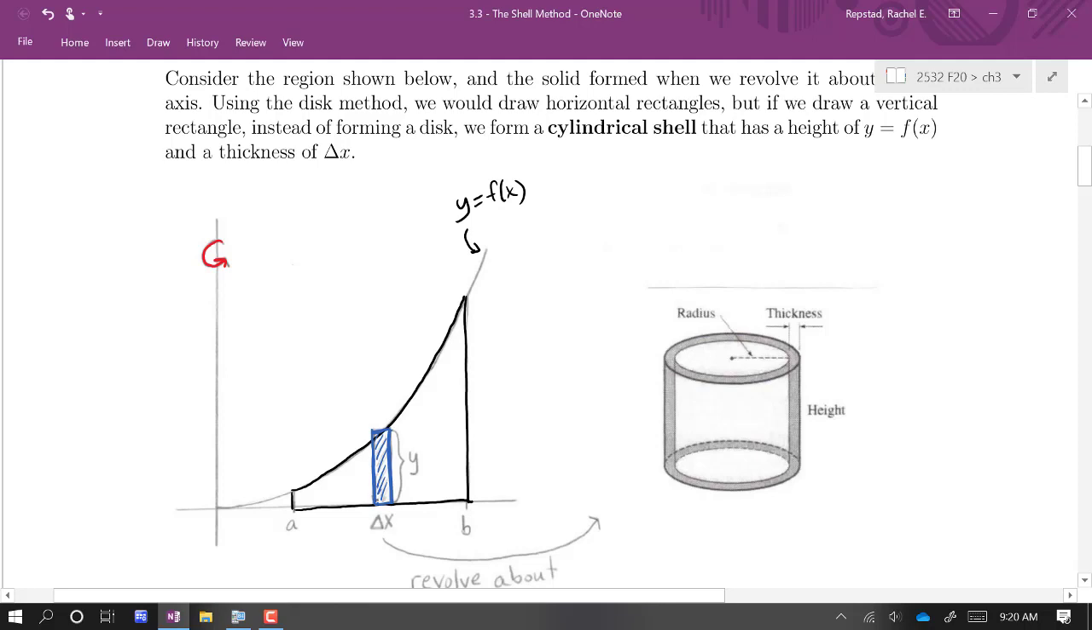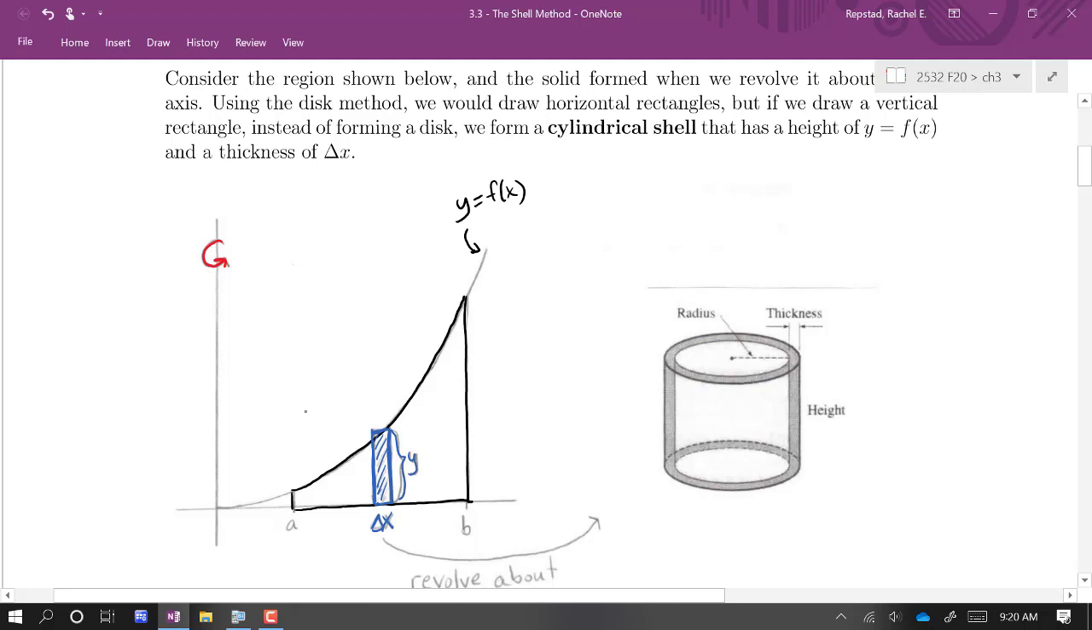So it's a vertical rectangle, which means it has a delta x width, and the length of this rectangle is just given by y. Now, in general, the length of the rectangle is top minus bottom. It happens to just be y equals f of x here because the bottom boundary is the line y equals 0, which is the x-axis.